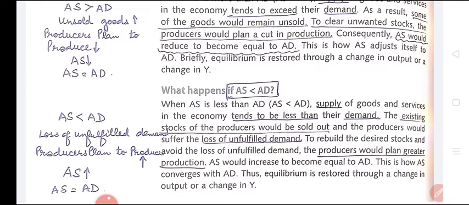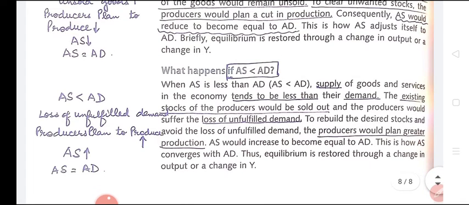They will have the opportunity to earn more profit, but they are not able to because the aggregate supply is less than aggregate demand. Accordingly, they will plan to produce more in future till they reach the equilibrium point where aggregate demand becomes equal to aggregate supply. So this is your aggregate demand and aggregate supply approach, and tomorrow we'll start with the saving and investment approach.